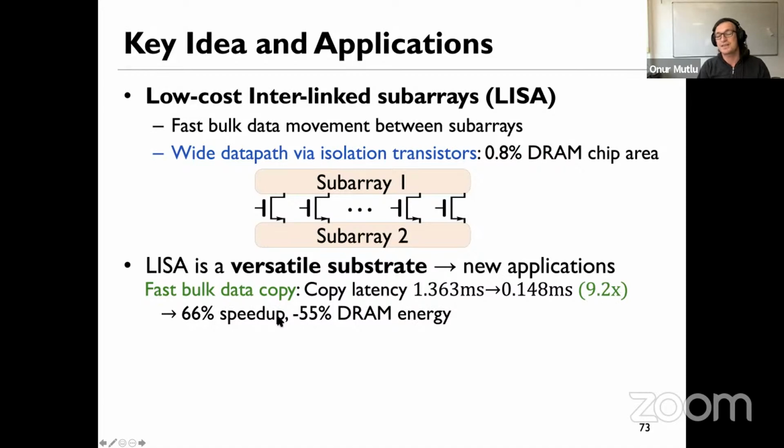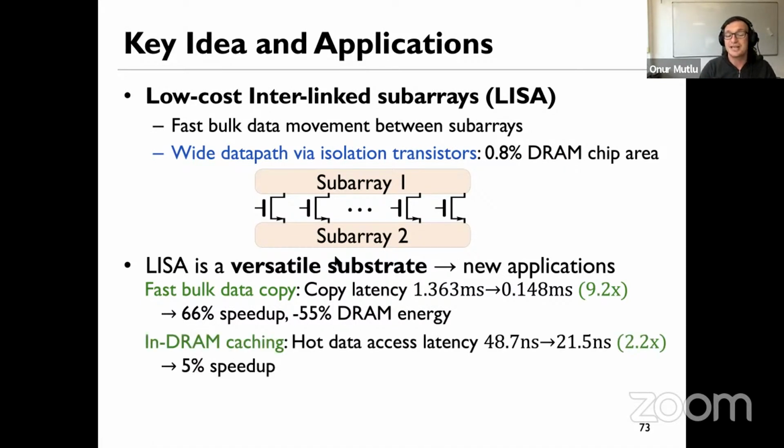And this leads to significant speedup and energy reduction in applications that this paper studies. But this also leads to in-DRAM caching. For example, one subarray can cache hot data, let's say.